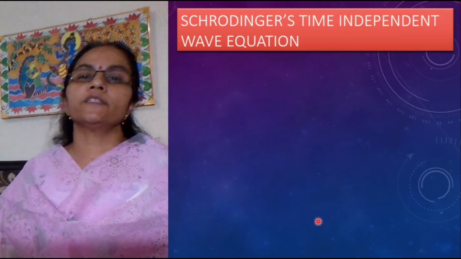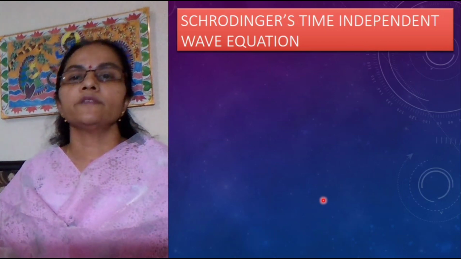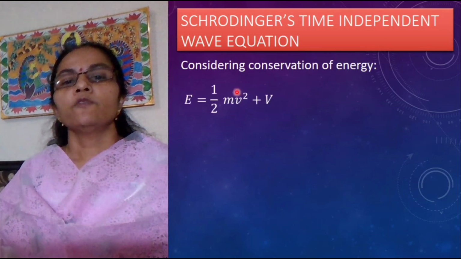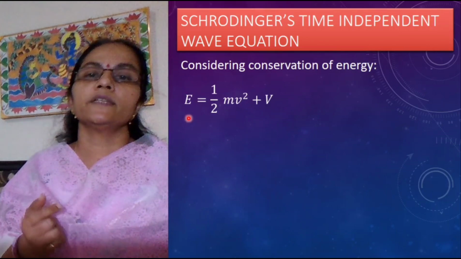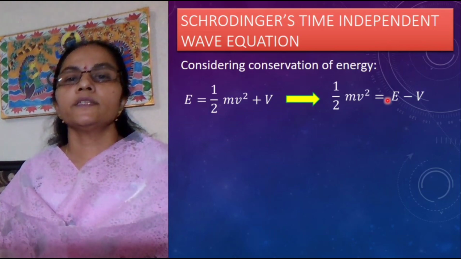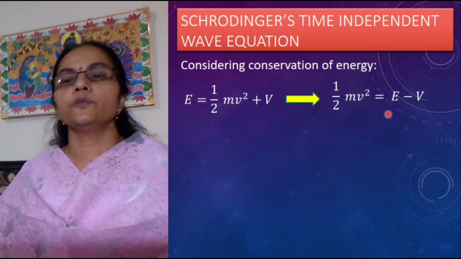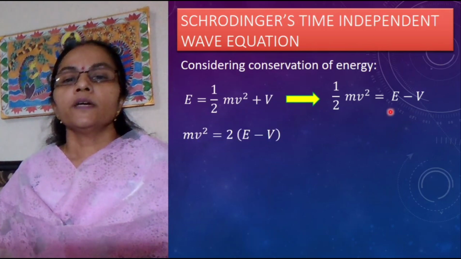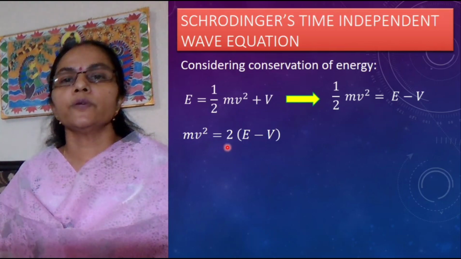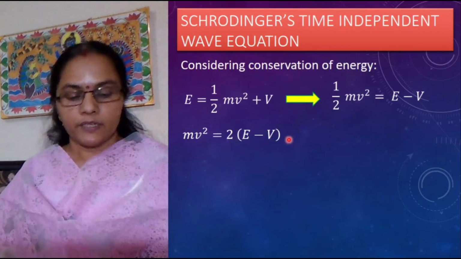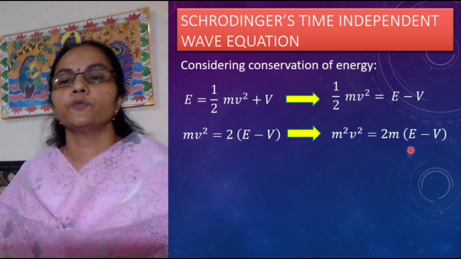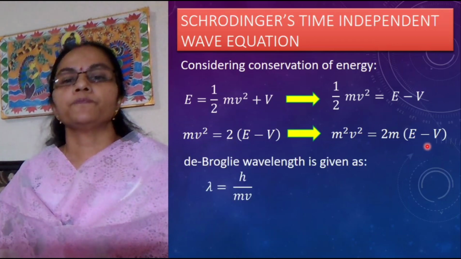Now we will make some modifications to this equation by considering the conservation of energy. According to conservation of energy, what is the total energy? That is nothing but kinetic energy plus potential energy. So E equals half m v square plus V. This in turn can be written as half m v square equals E minus V. Now taking this 2 to the right hand side, one can write m v square equals 2 into E minus V. If I multiply by m on both sides of the equation, this becomes m square v square equals 2m into E minus V.